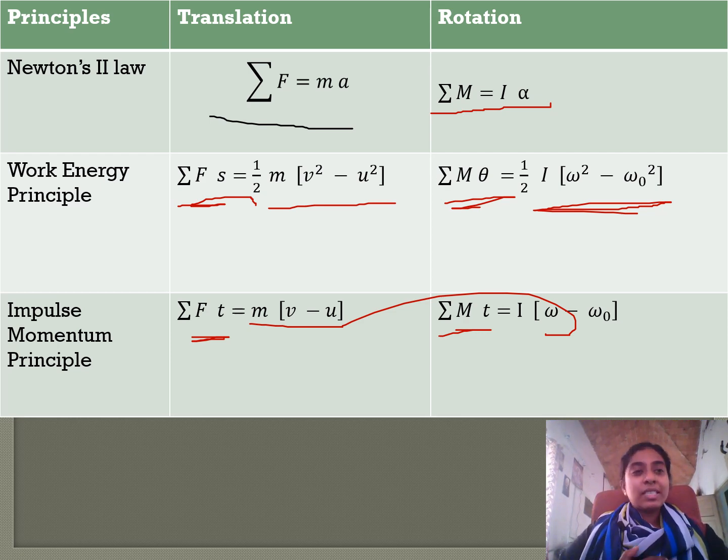So what is Newton's second law, work energy principle and impulse momentum principle? The work energy principle relates work and energy, so work is equal to change in kinetic energy. The impulse momentum principle relates impulse and momentum, so impulse is equal to change in momentum.